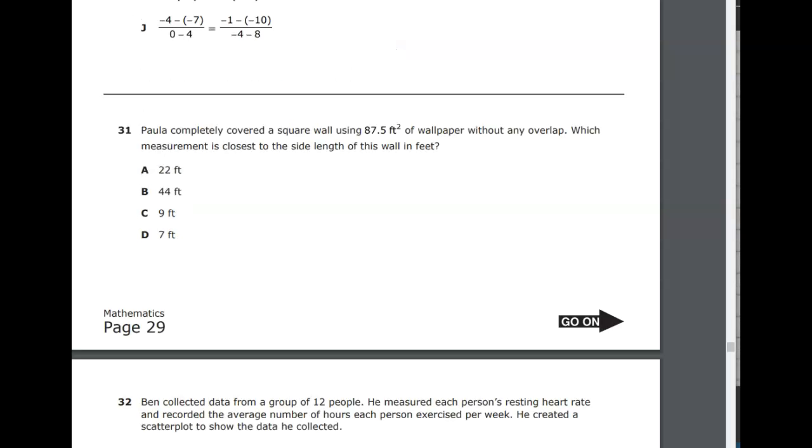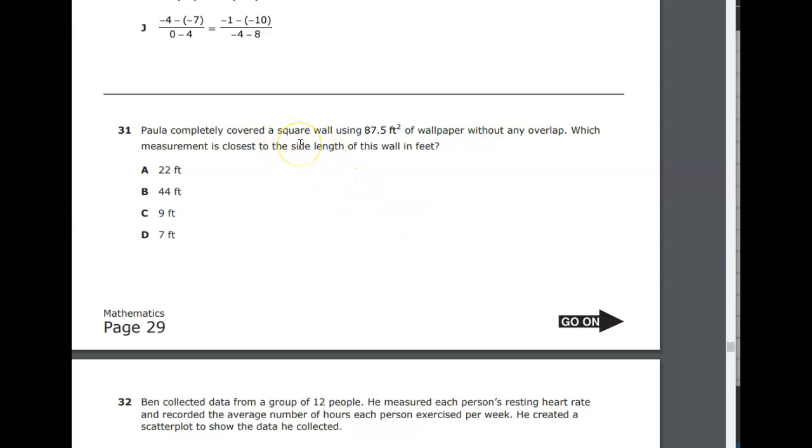Alrighty, question 31, the last one in this little category. It says, Paul completely covered a square wall using 87.5 feet squared of wallpaper without any overlaps. Pretty good. Which measurement is closest to the side length of this wall in feet? So first question, everything's in feet, right? So you've got answers are in feet, that says feet, that's feet squared. I hate to find meters in here. Perfect, so ignore the feet. Next, what do you know about this shape? What is this shape? That might be a pretty good hint.